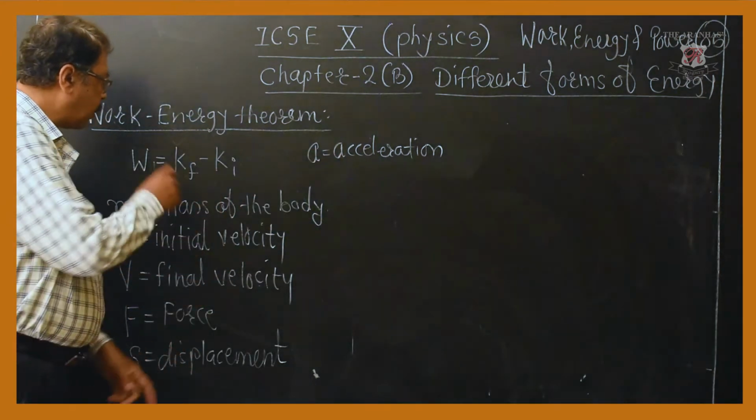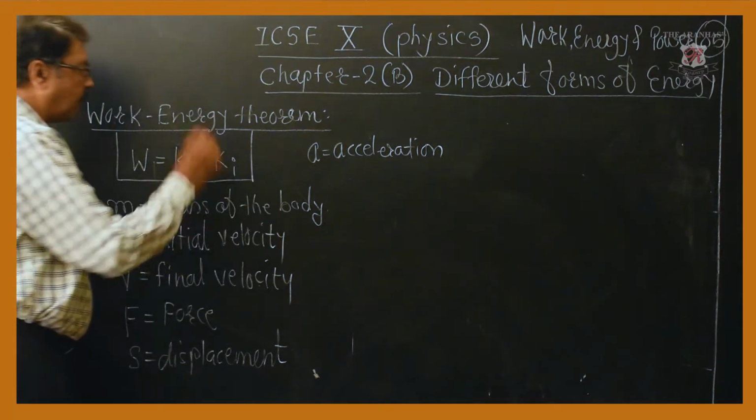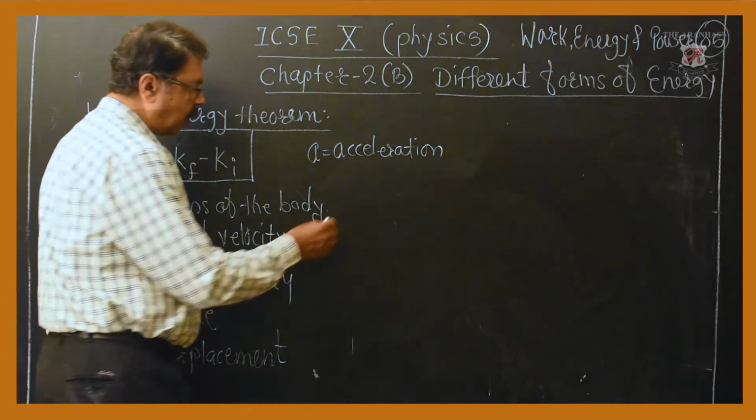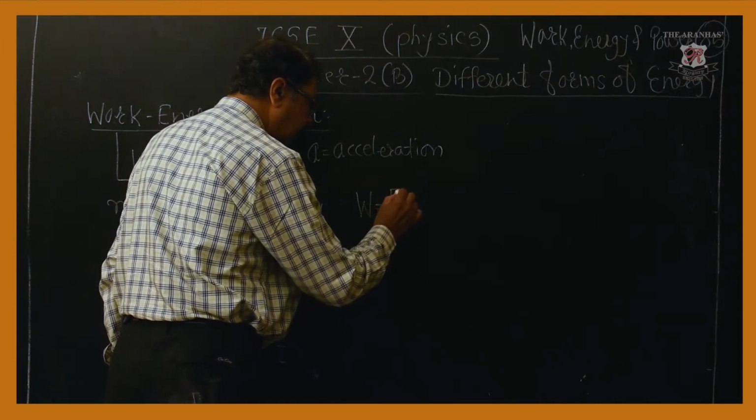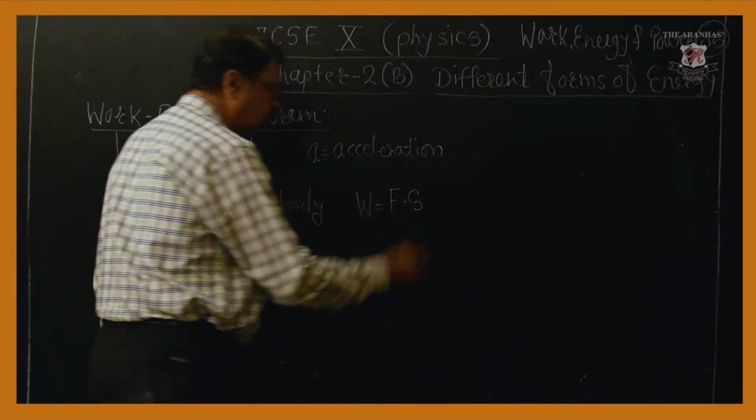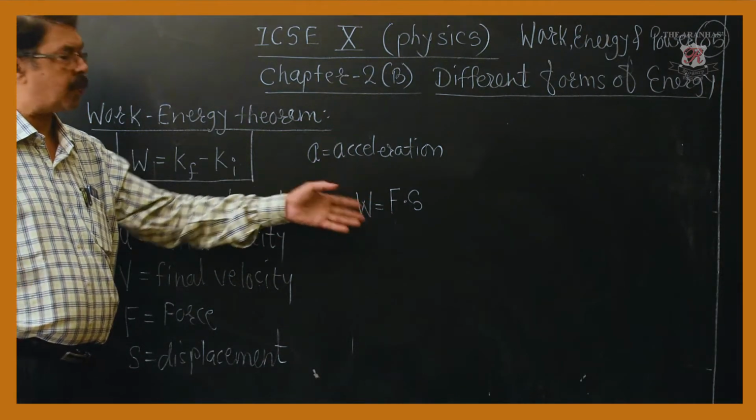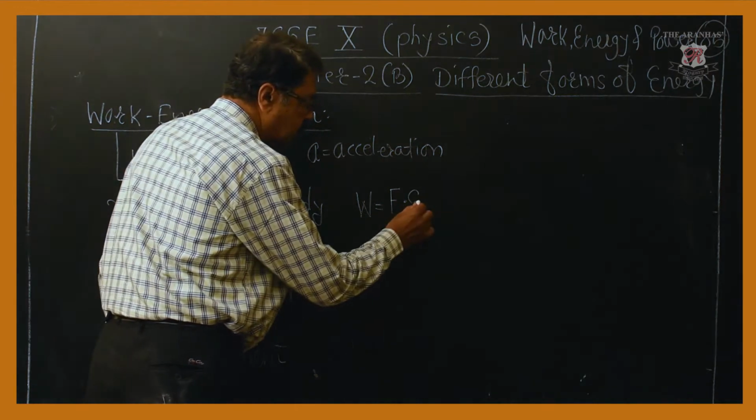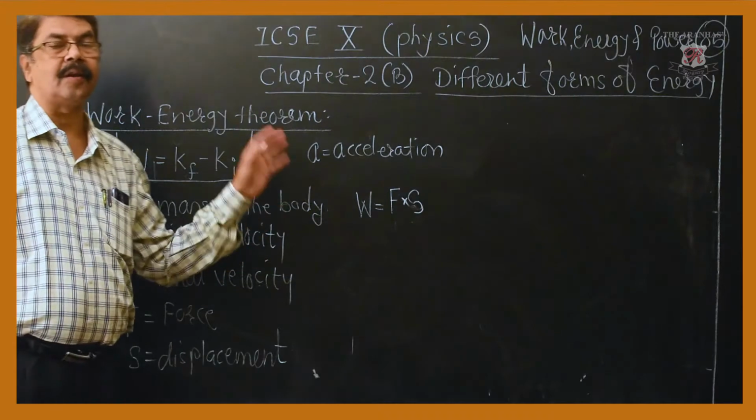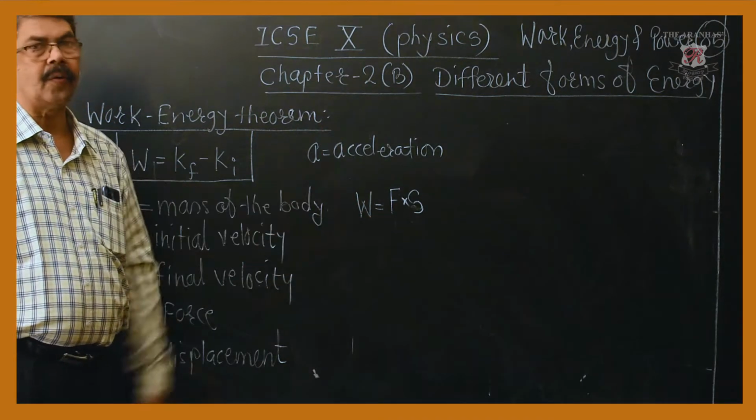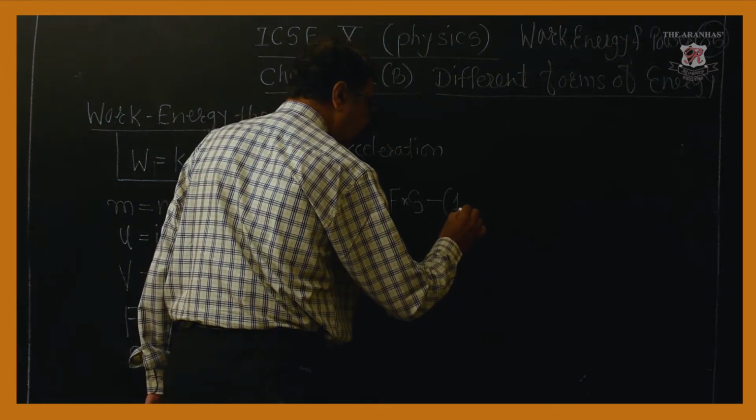Now we are going to prove this. This is the work energy theorem in mathematical form. We want to prove it. What I can write? W equal to F into S. This is very simple. We are considering the displacement to be in the direction of force. So F into S, I will put a cross. We are not considering the vector product. So W equal to Fs. This is my equation number 1.